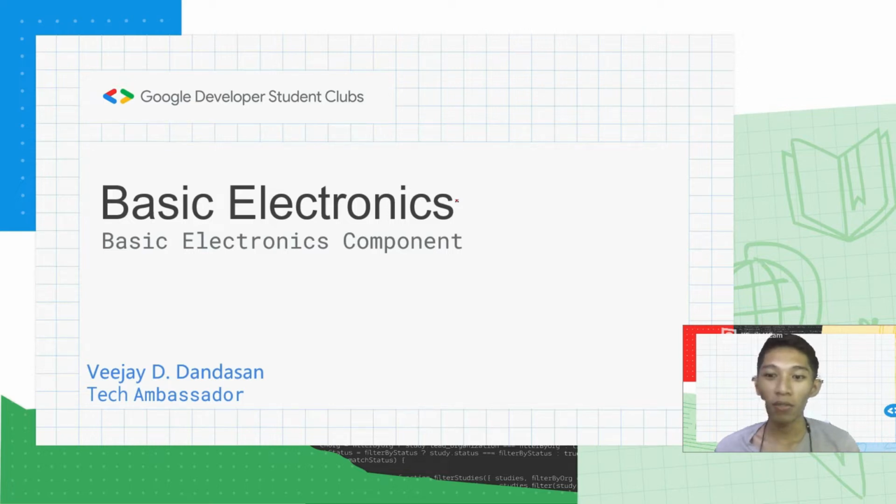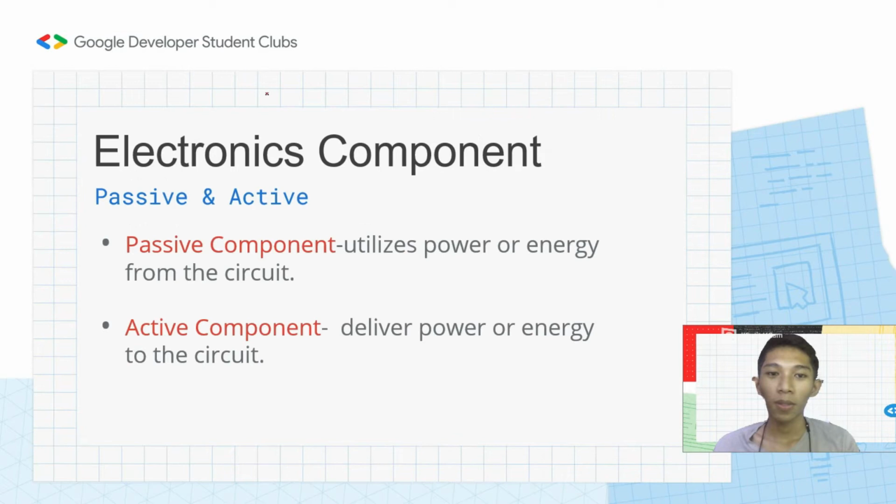And for now, let's jump to explore the side of the hardware. But first, let me briefly introduce to you the basic electronic components. So electronic components are classified into two, the passive and active components.